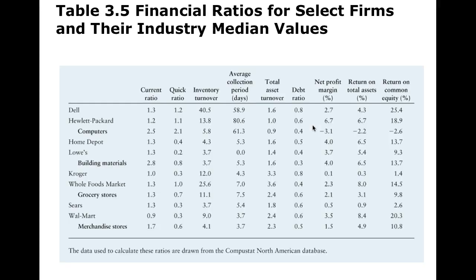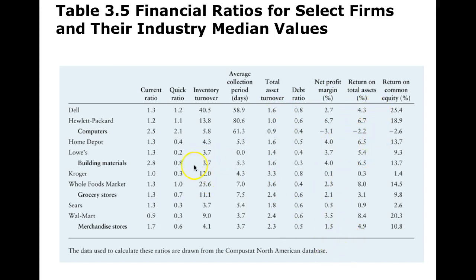Here is an example of financial ratios and select items for an industry and their median values. So let's look at the industry. We have computers, Dell and Hewlett Packard. We have building materials, Lowe's and Home Depot, grocery stores, Whole Foods and Kroger, and merchandising stores, Sears and Walmart. So here are the current ratios for everybody, the quick ratios, inventory turnover, average collection period, total asset turnover, debt ratios, profit margins, return on assets, return on common equity.